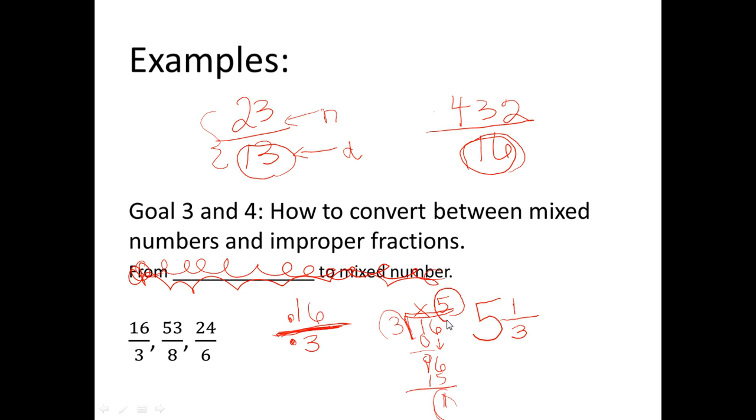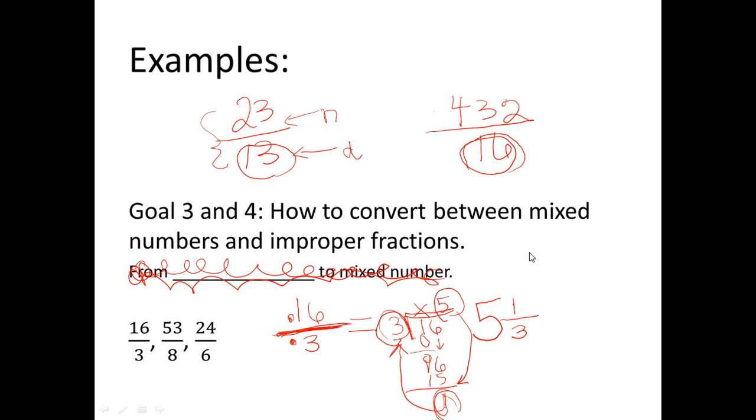Okay, it's like a big circle. You start here, you go down here, and then you come up here. So 16/3 is equal to 5 and 1/3. Okay, let's do the 24/6.